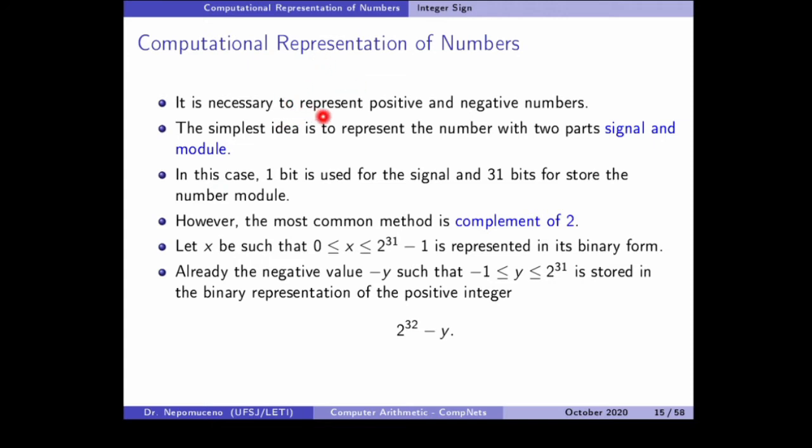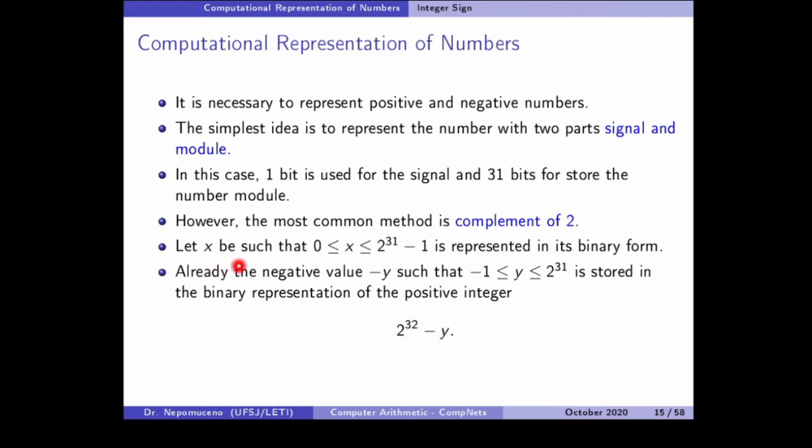It's necessary to represent positive and negative numbers. The simplest idea is to represent the number with two parts, sign and modulus. In this case, 1 bit is used for the sign and 31 bits to store the number modulus. However, the most common method is two's complement.